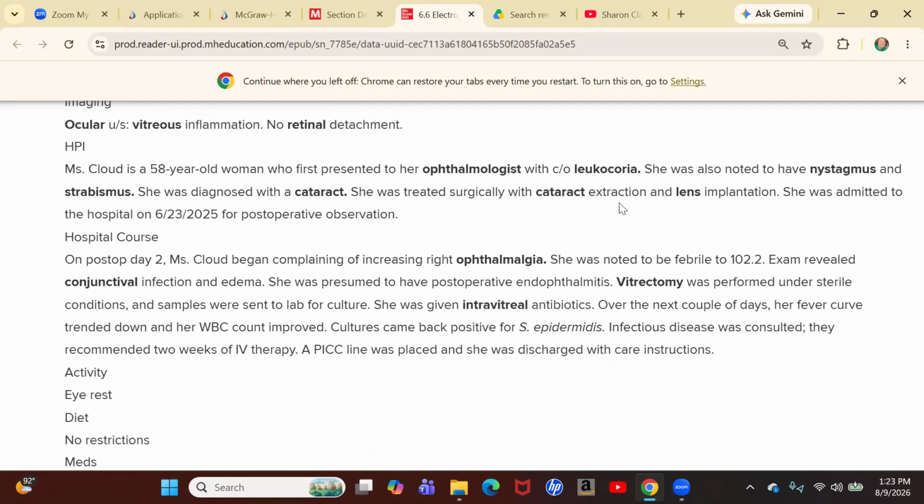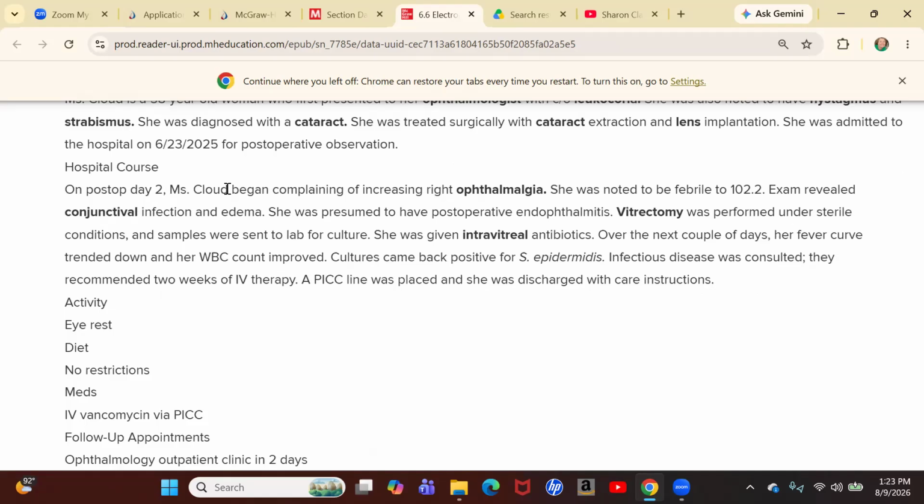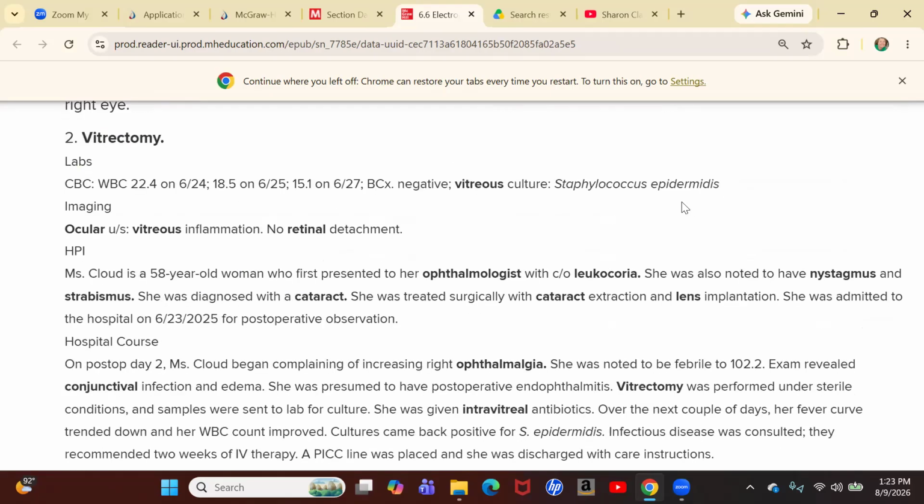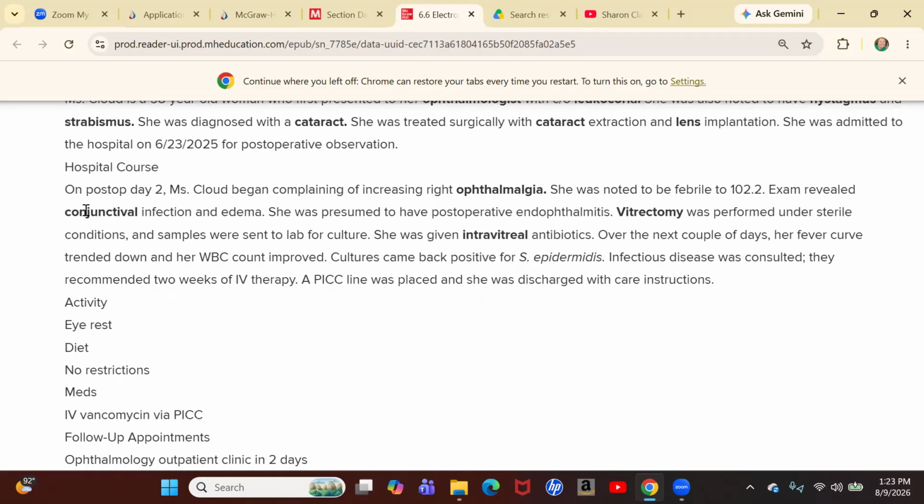She had a cataract. She was treated surgically with cataract extraction and that lens implantation we saw earlier. She was admitted to the hospital for observation on post-op day 2. She had eye pain, ophthalmalgia. So she was noted, oh, and she had a fever. Okay, and that makes sense with growing this bacteria here. She had a conjunctival infection with edema, so swelling. So she had post-operative endophthalmitis. So a vitrectomy to remove some of that fluid under sterile conditions.